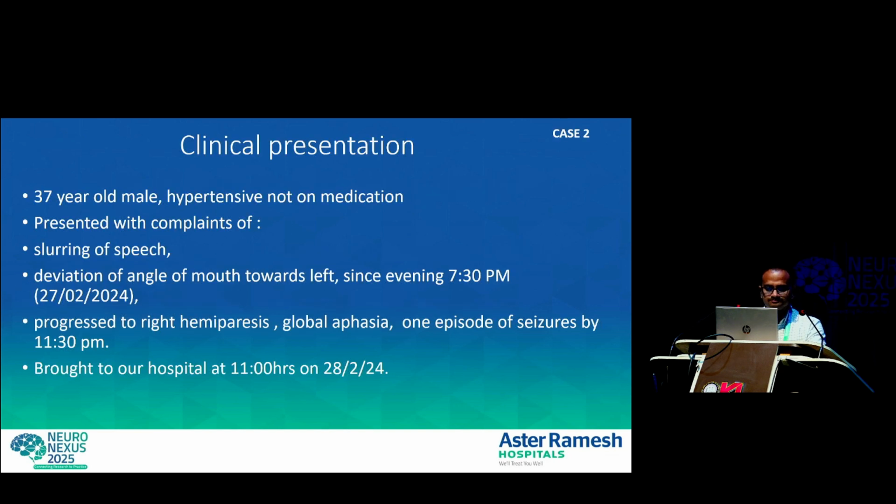Next case scenario. This patient is a 37-year-old male, hypertensive but not on any medication. He came with slurring of speech and deviation of angle of mouth towards left since the evening, 7:30 p.m. on 27th of February last year. It progressed to right hemiparesis and global aphasia. He also had one episode of seizures by 11:30 p.m. Actually, this patient was referred from a private hospital at Ongole. He was brought to our hospital at 11 hours on 28th of February. So the onset to arrival is approximately 11 hours.